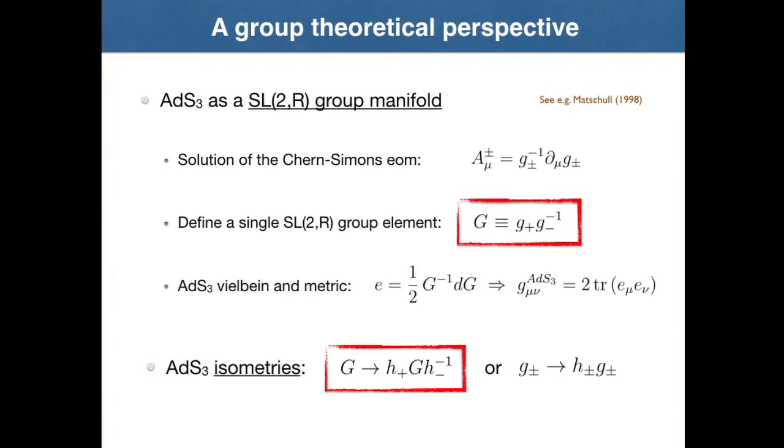So how can we see that the space of solutions of three-dimensional gravity can be parameterized by an SL2R group manifold? For instance, we can pass through the Chern-Simons formulation to see this. AdS3 is a flat solution of the Chern-Simons field equations with trivial holonomies. So this means that I can always parameterize it like this, where now G plus and minus are group elements of the SL2 group. And like this, I obtain a connection which is SL2R valued, and this is the object that I had within my Chern-Simons formulation.